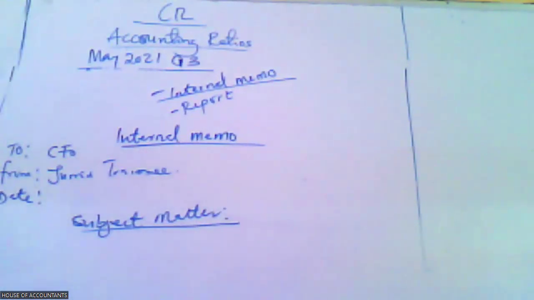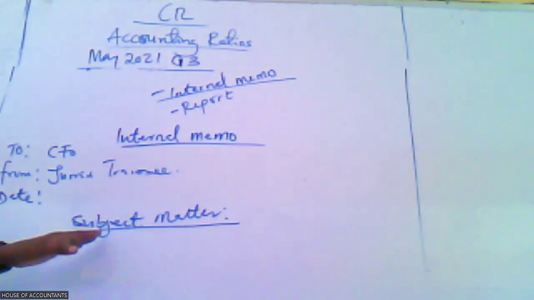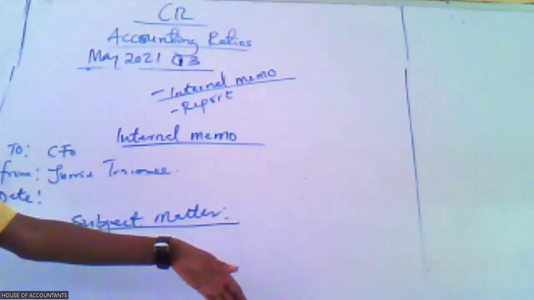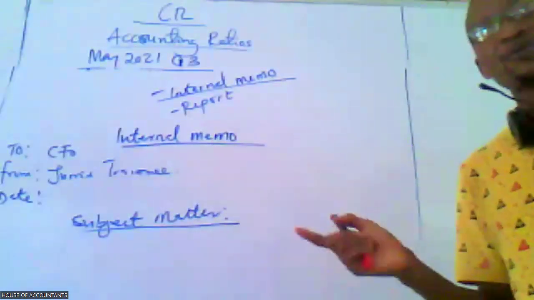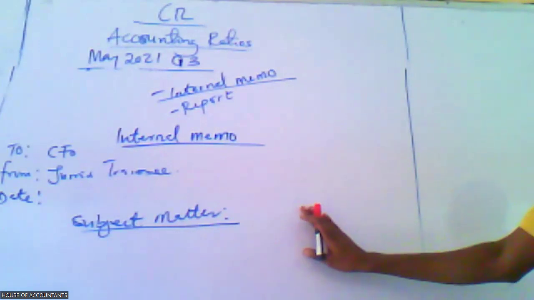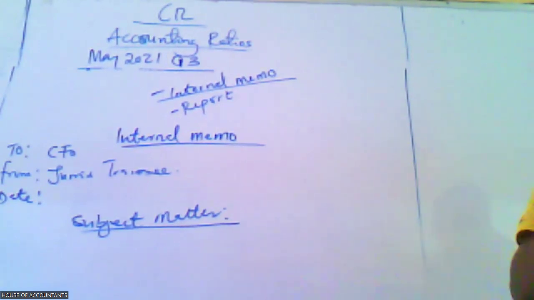The subject matter. If like this question now, they say you should analyze the financial performance and position and give recommendation. So at this one as a subject matter, you can write analysis of financial performance, position, and recommendation. You underline it. That's the instruction, that's the requirement.